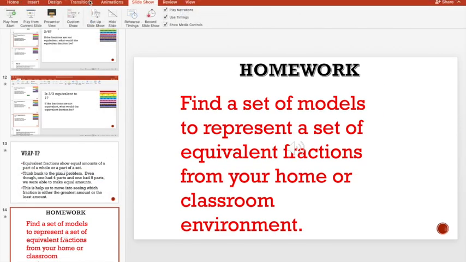Your homework is to go look in your home or your classroom and find a set of models that represents an equivalent fraction. That can be anything that you can find that is either part of a whole or part of a set, and you can find that are equal and have the same amount represented.